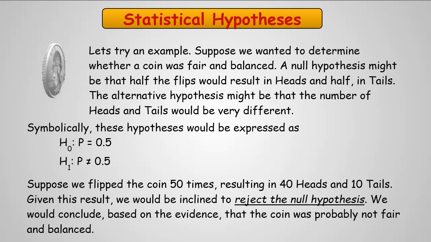So suppose we flip a coin 50 times, resulting in 40 heads and 10 tails. Given this result, we would be inclined to reject the null hypothesis. We would conclude based on evidence that the coin was probably not fair and balanced.